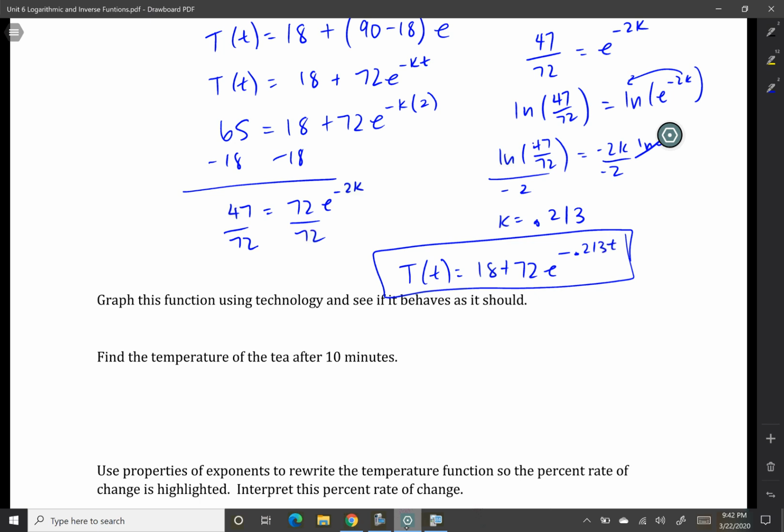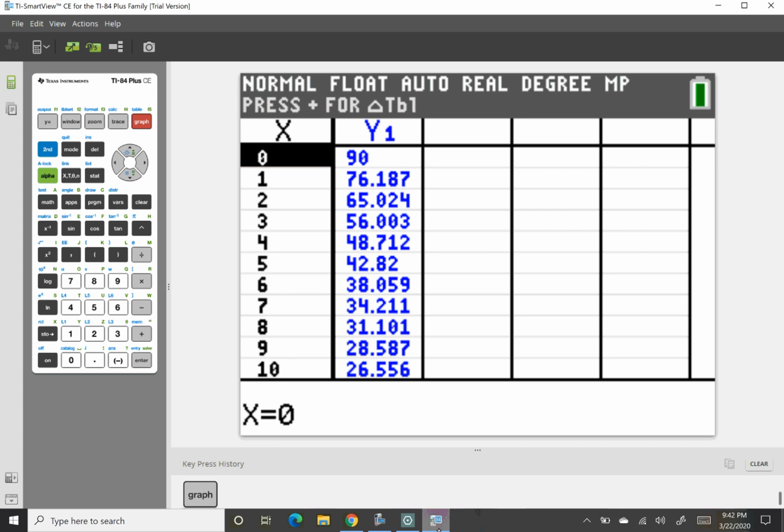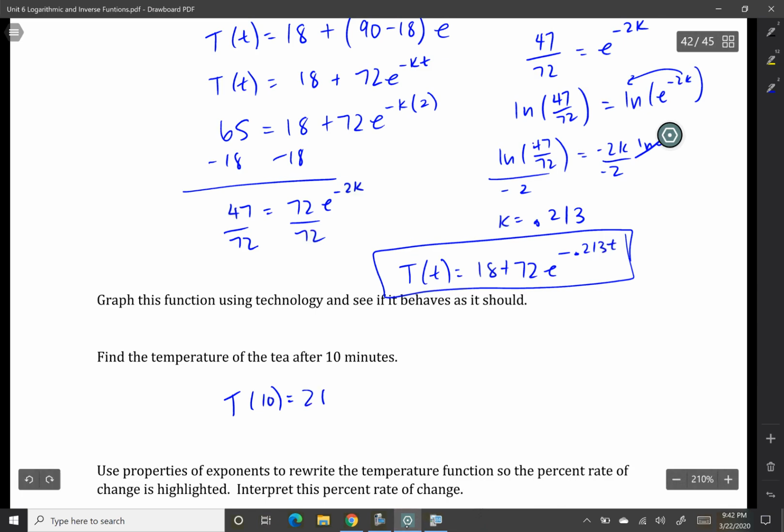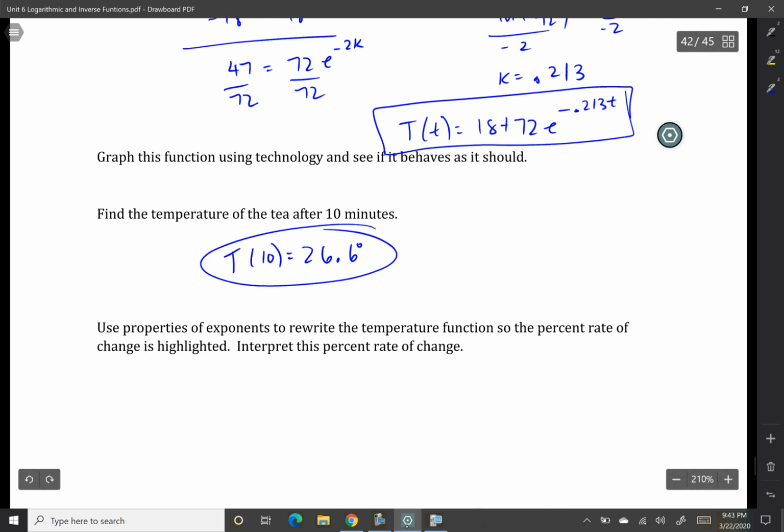So we'll say T of 10 is equal to 26.6 degrees. We'll just round to the nearest tenth. We could have also plugged in 10 for t and solved it algebraically, but it didn't say to, so we'll just leave it as is. It then says use properties of exponents to write the percent rate of change.